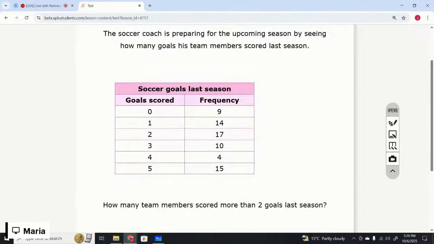The soccer coach is preparing for the upcoming season by seeing how many goals team members scored last season. How many team members scored more than two goals last season? More than two means 3, 4, and 5. So, which is the correct option?